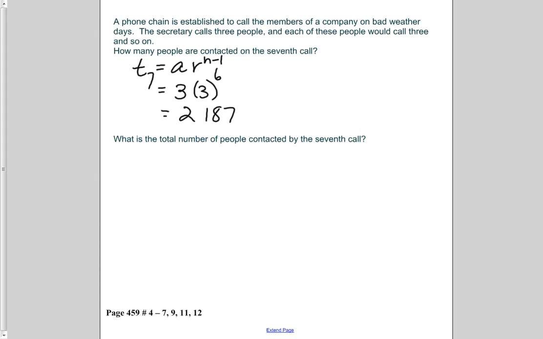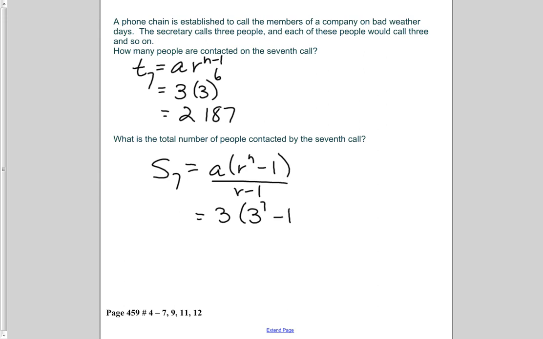What is the total number of people contacted by the 7th call? So that's everybody. That's the sum. The first call, second call, third call, and so on. So we want the sum of 7 calls. It is A times R to the N minus 1 over R minus 1. 3 calls at a rate of tripling. 3 to the 7th, 3 take away 1 is 2. And that gives us a grand total of 3,279 total calls.